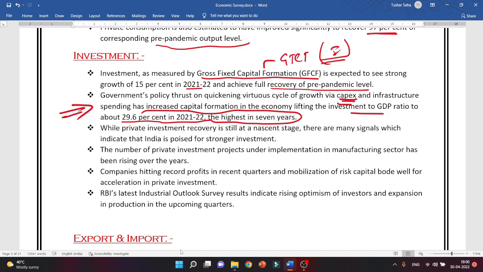Again, capital expenditure is also the same thing. So in that sense, what we have seen is that due to all those activities, the investment to GDP ratio is about 29.6% in 21-22, the highest in 7 years. So believe me, you literally can't miss this data.